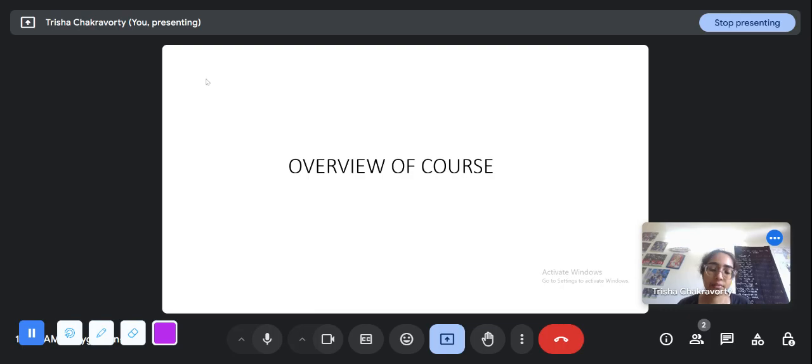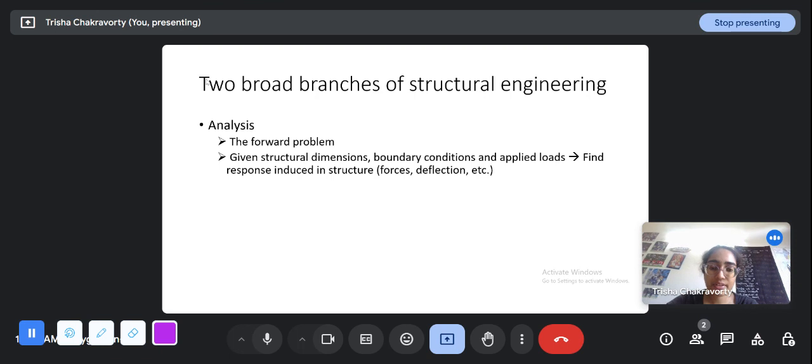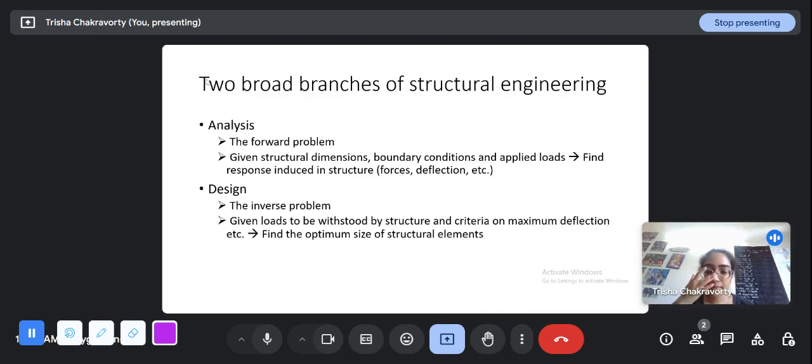There are two broad branches of structural engineering: analysis and design. Analysis is a forward problem where we are given the structural dimensions, the boundary conditions, and applied loads, and we have to find the response induced in the structure in terms of forces, stresses, deflections, and strains. While design is the inverse problem, here we are not given the structural dimensions. Determining the structural dimensions, the materials to be used, and the connectivity is what we have to do.